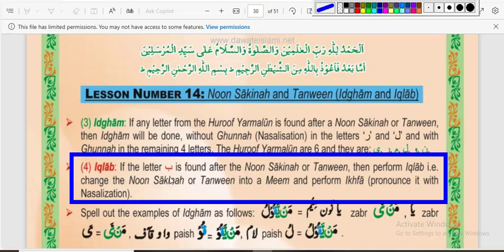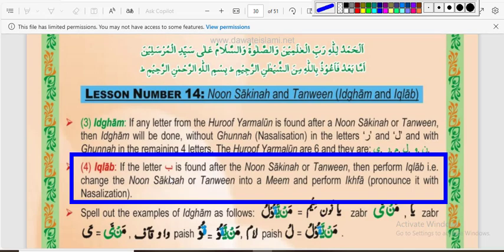So the rest of the letters are definitely the letters of ikhfa. You don't need to memorize them. You just need to subtract. You just need to deduct the letters of these 3 rules from the total alphabets, and the rest are definitely the letters of ikhfa. So this is a speedy trick. This is an easy way how you can memorize the letters of every rule.